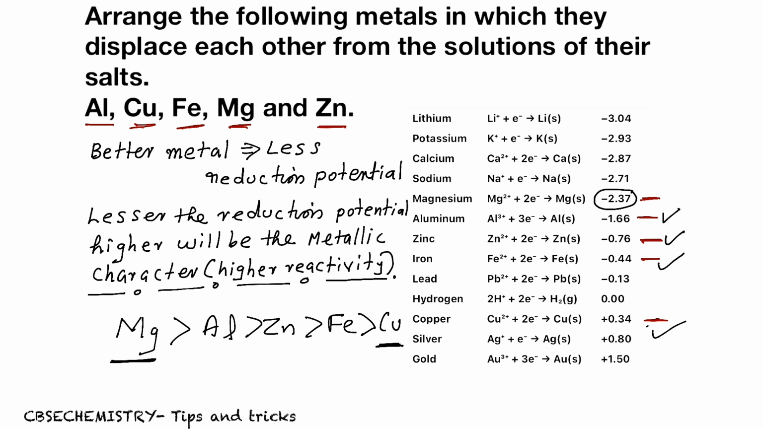Now, we can say like this. Magnesium can displace aluminium, zinc, Fe and copper from their solution. Aluminium can displace zinc, Fe and copper from their solution. Zinc can displace Fe and copper from their solution. Fe can displace copper from their solution. Hope all of you understand. A more reactive metal can displace a less reactive metal from its solution. That is the basic idea. Hope all of you understand.